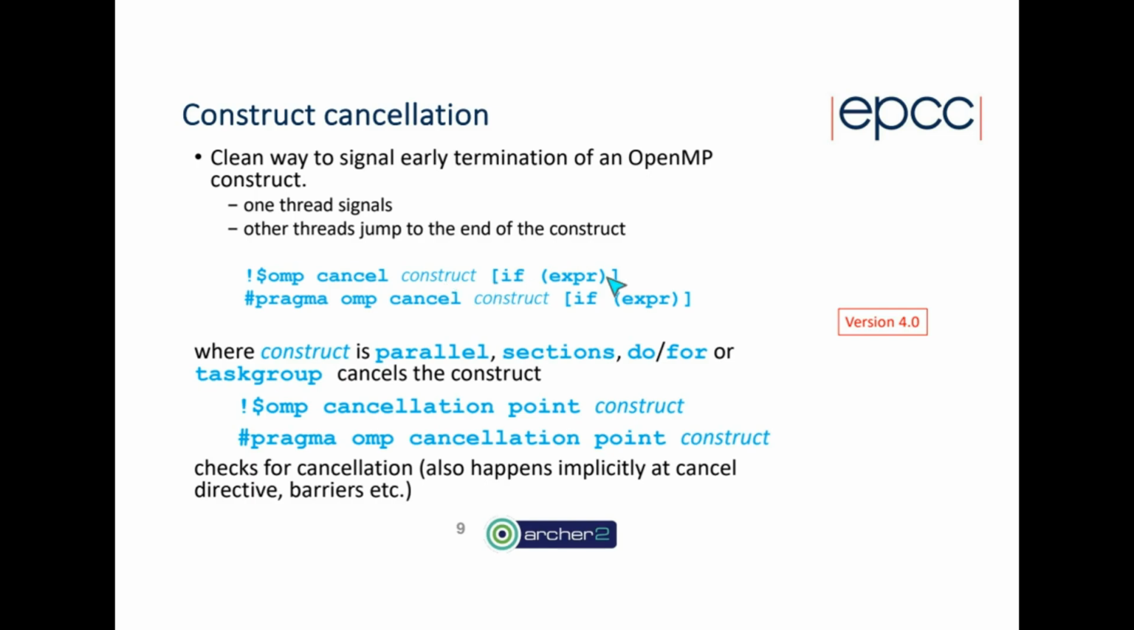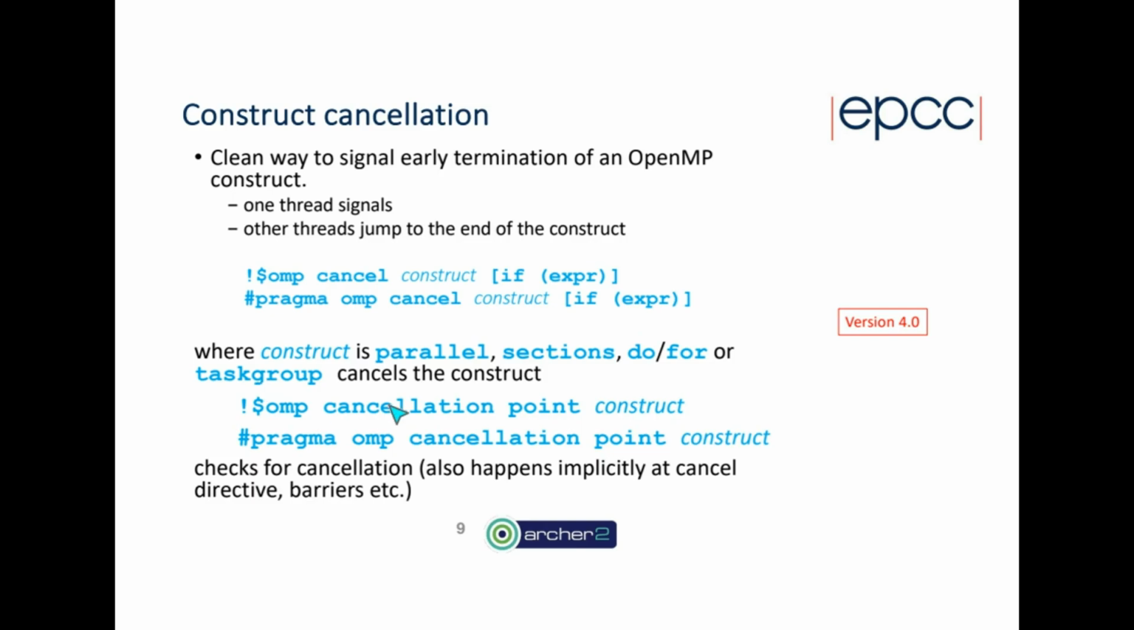Okay. And this can be conditional on some expression. So you can put a condition in here as well. If the expression evaluates to true, then that will raise the signal. And the allowable constructs are parallel, sections, work sharing loops and taskgroup. Those are the possible constructs where you can jump to the end of.